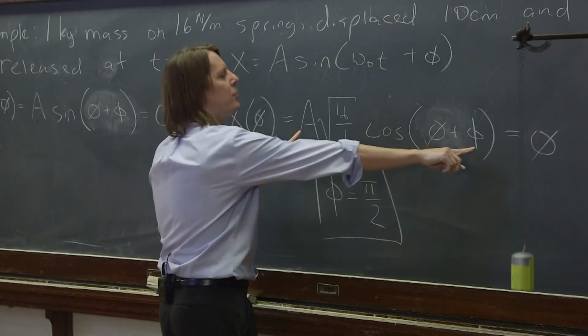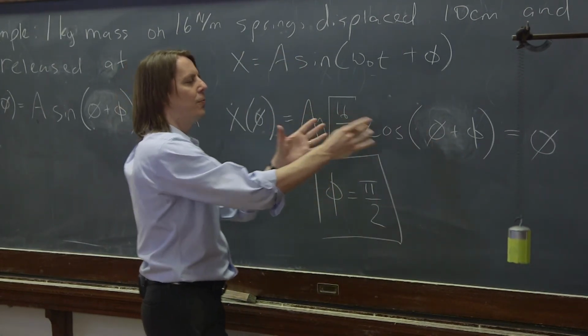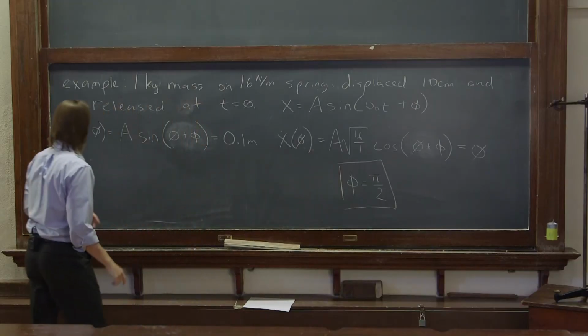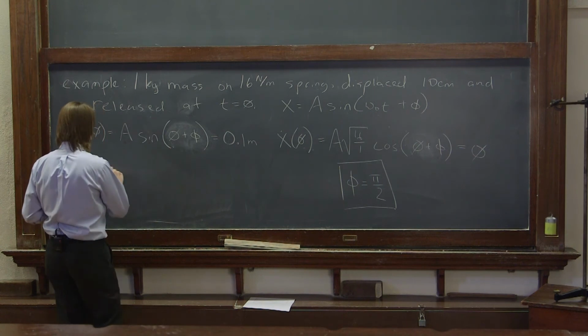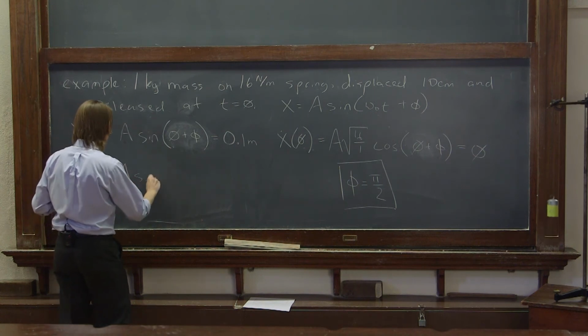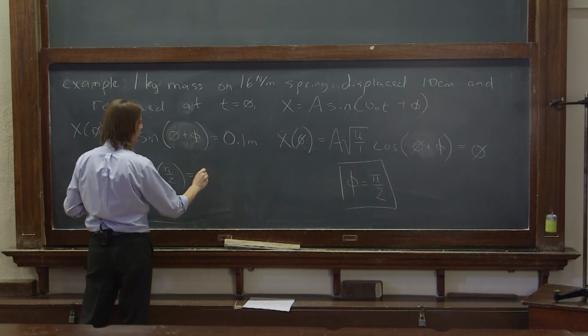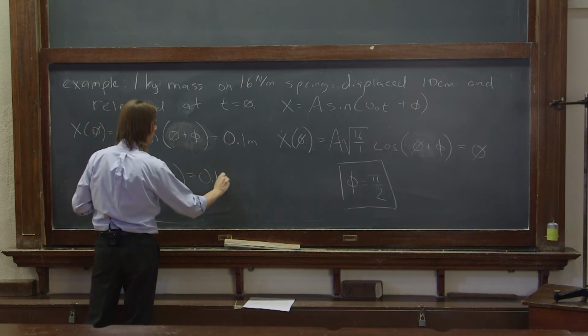So even though this has two of the terms in it, this allows us to solve for one of them because the amplitude can't be 0. So now we know phi has to be pi over 2. Then we come back over here and we say A sine, and if phi is pi over 2, we put pi over 2 there, and that's equal to 0.1 meters.